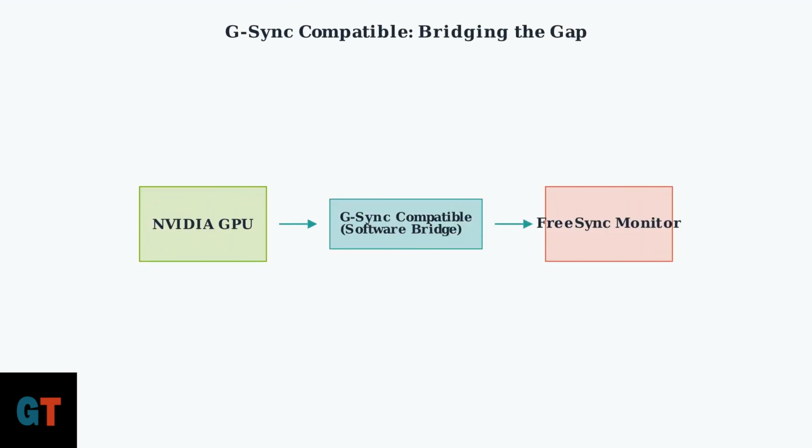G-Sync Compatible is Nvidia's software solution that allows their graphics cards to work with FreeSync monitors. Instead of requiring special hardware, it uses software algorithms to communicate with the monitor's VESA adaptive sync capability.